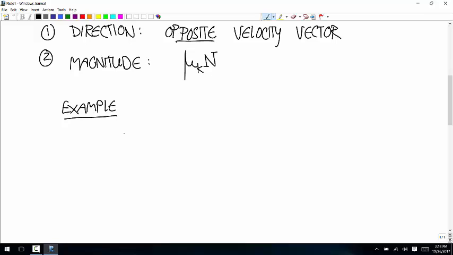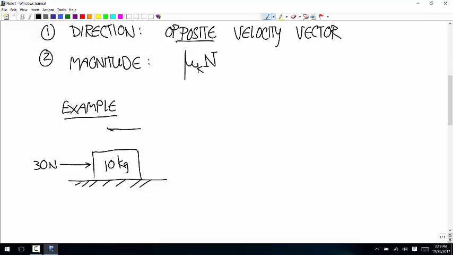So let's say there's a 10 kilogram object on a flat surface, and it has a force pushing it to the right of 30 newtons. And let's say that the object at this instant is sliding this direction. So that's the direction of motion, or the direction of the velocity vector.